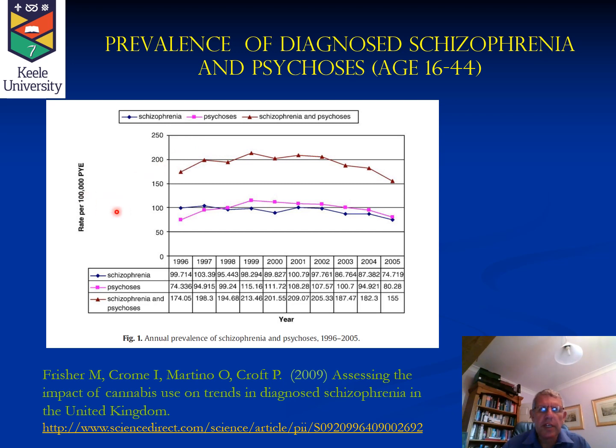So here we can see the results of the study. This graph shows the prevalence of schizophrenia and psychosis. We can see the schizophrenia here, roughly stable. Psychosis showing a slight increase, but then stability for a number of years.